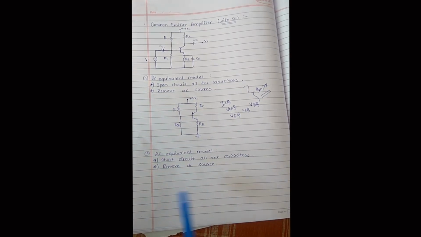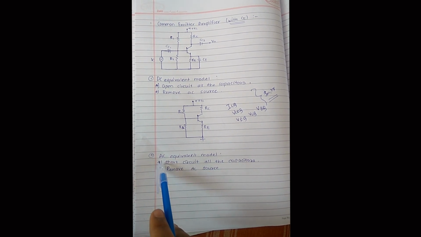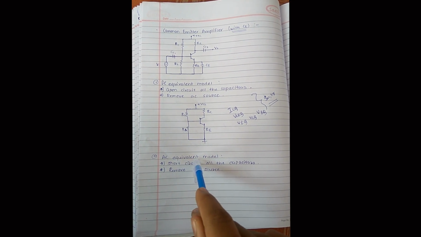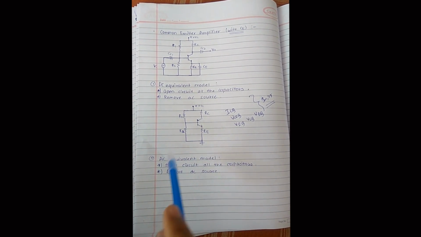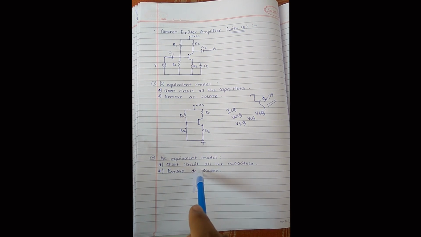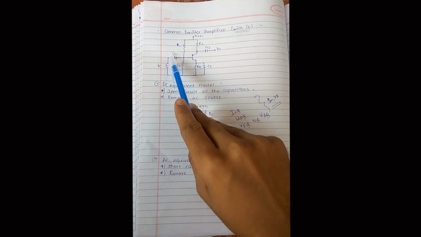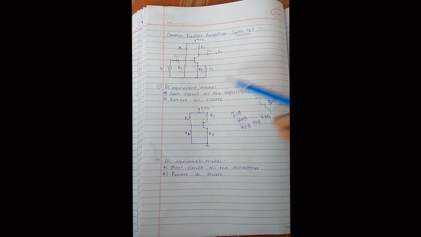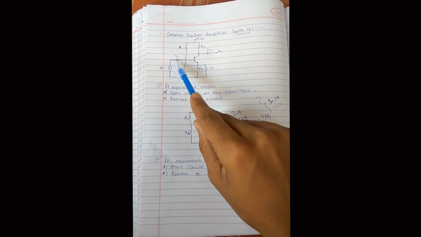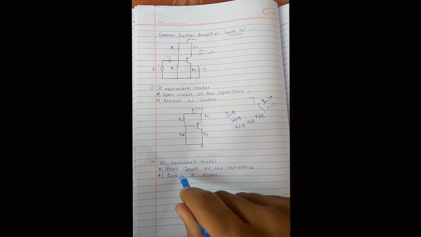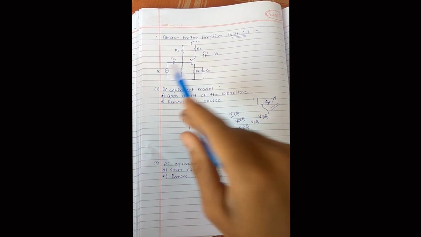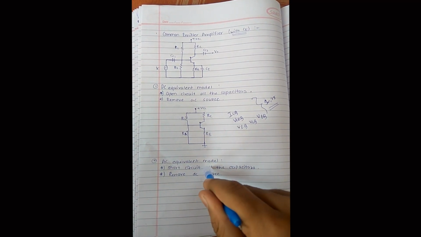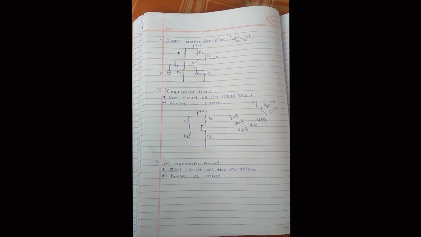So let's move forward. Now we have to draw the AC equivalent model after drawing the DC equivalent model. How is the AC equivalent model drawn? Firstly, all the capacitors are short circuited. We know that for AC current a capacitor acts as a short circuit, and the current goes through the capacitor, while in a DC circuit it doesn't go through the capacitor, hence it is open circuited. In the AC equivalent model the capacitors are short circuited and the DC source is removed. Now I will show you how the AC equivalent model will look.